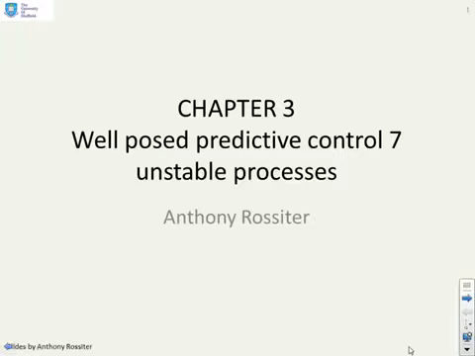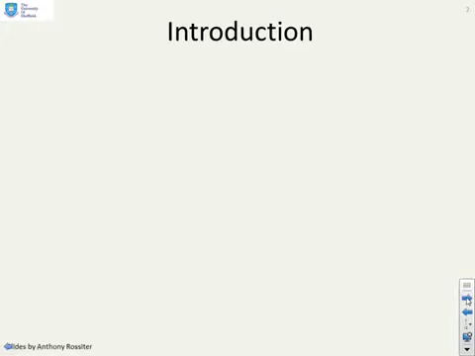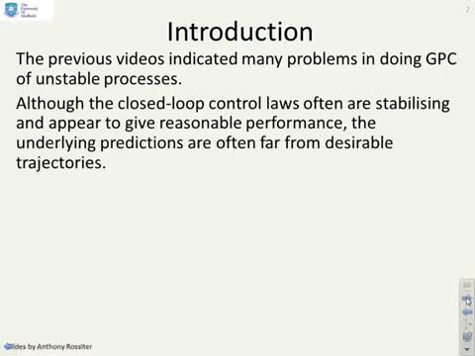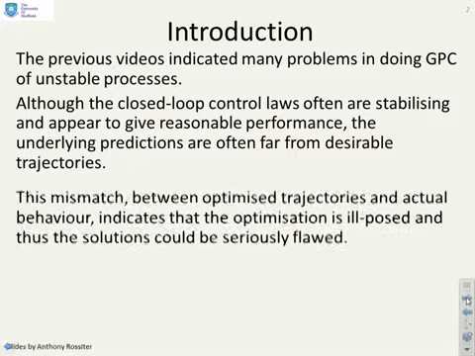This video gives a brief aside on how to define a well-posed predictive control law for an unstable process. Previous videos indicated that there are many problems in doing a GPC algorithm of an unstable process. So although the closed-loop control laws often are stabilizing and appear to give good closed-loop performance, actually the underlying predictions are often far from desirable trajectories, and you could say it's rather fluky or lucky that something reasonable comes out.